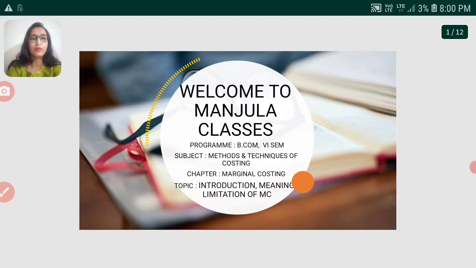Program is BCom 6th semester. Subject is methods and techniques of costing. So today's chapter is marginal costing. In marginal costing, we are discussing the topics: introduction, meaning and limitations of marginal costing. So let's start the session.